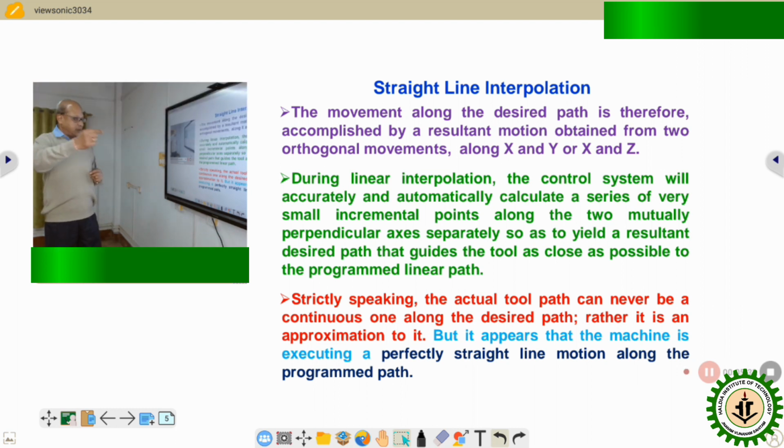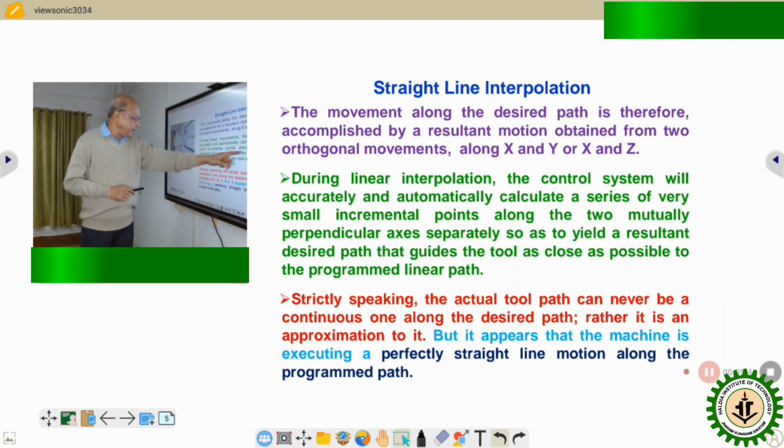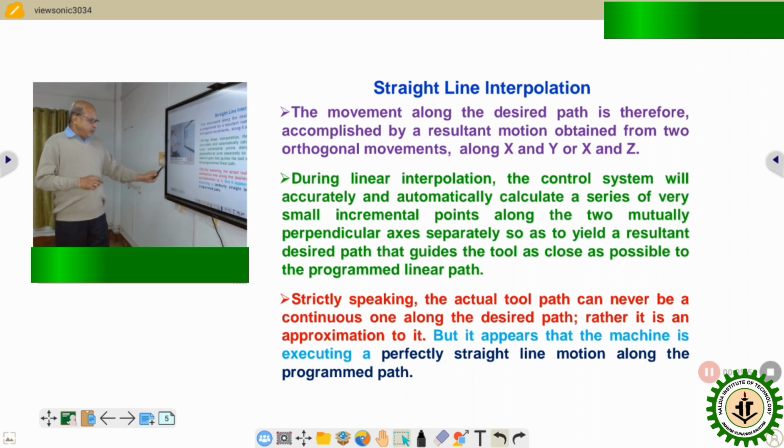Given the two extreme points, the responsibility is to calculate the intermediate points, of course very closely spaced, so that our desired trajectory can be obtained by the resultant motion of the two different axes, so as to yield a resultant path that guides the tool as close as possible to the programmed linear path. Once again, strictly speaking, the actual tool path can never be a continuous one along the desired path, rather it is an approximation to it. But it appears that the machine is executing a perfectly straight line motion along the programmed path, because the deviation or error associated with this approximation is so small that it can be ignored, and the accuracy is good enough for its mechanical applications.